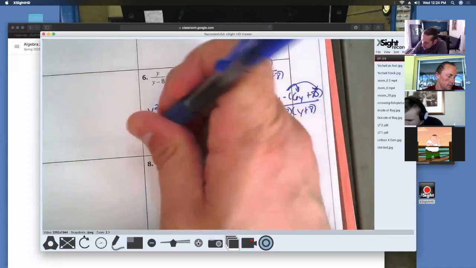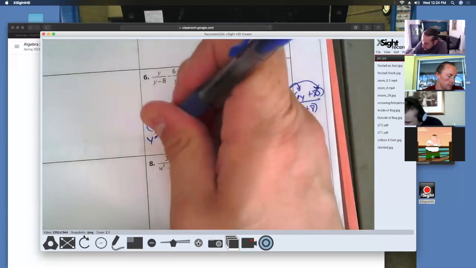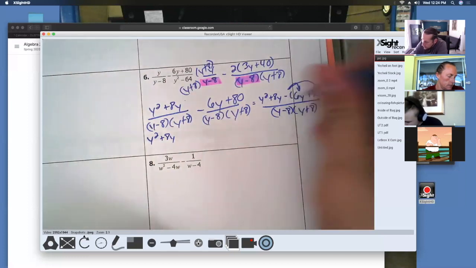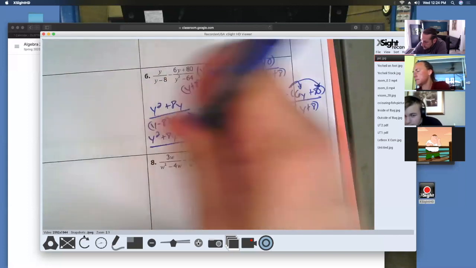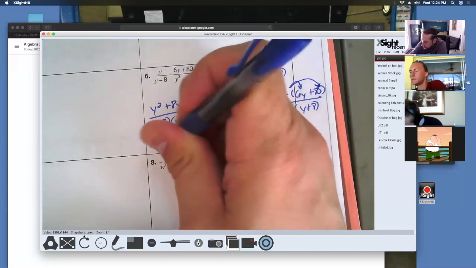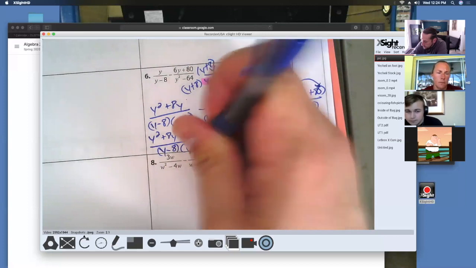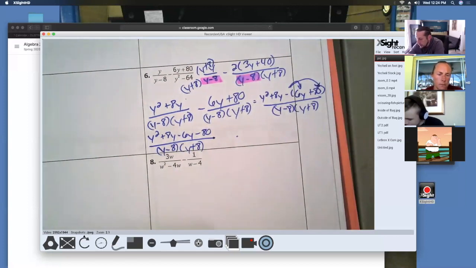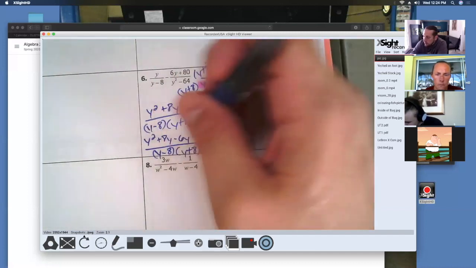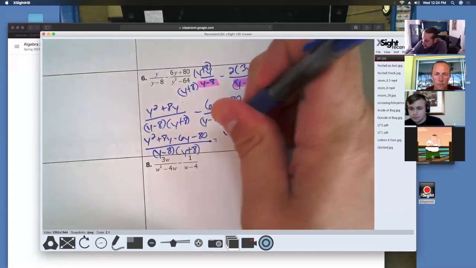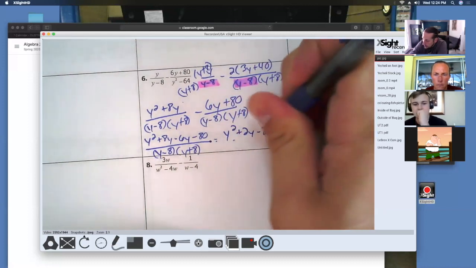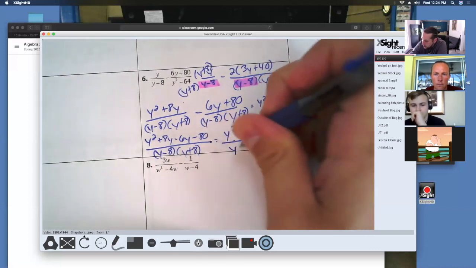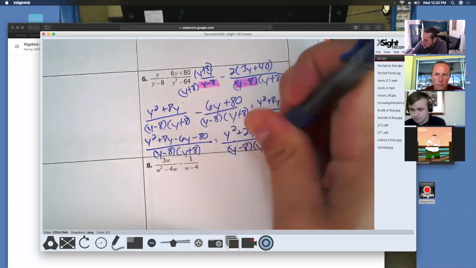So that's going to give us y squared plus 8y. That becomes a minus 6y now, and that becomes a minus 80. And that is all over y minus 8, y plus 8. Okay, it gets a little tedious writing that y minus 8, y plus 8, but we'd rather leave it like that so we can factor it later on. Combine like terms here. We have y squared plus 2y minus 80 over y minus 8, y plus 8.